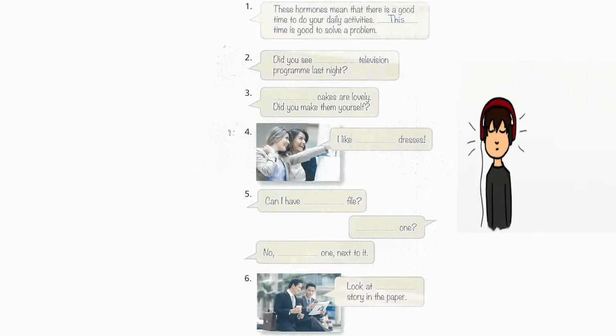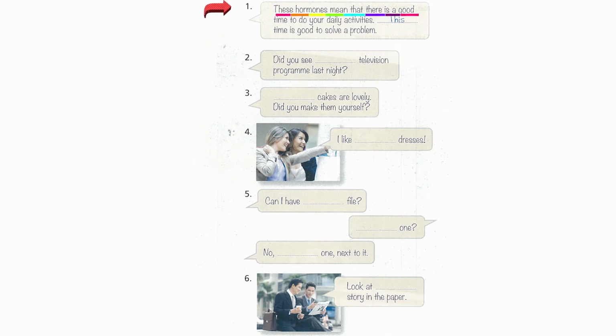Now let's complete each sentence with the correct word, which is either this or that, these or those. You have the sentences on the screen. 1. These hormones mean that there is a good time to do your daily activities. This time is good to solve a problem. 2. Did you see that television program last night? But here we need either this or that. So it will be, did you see that television program last night?